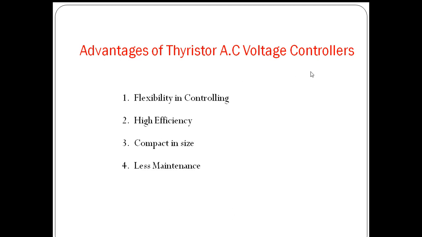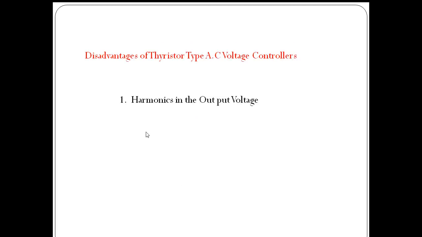The advantages of the thyristor AC voltage controller: the flexibility in controlling will be more because according to the output voltage we calculate the firing angle and accordingly operate the SCR, and the efficiency is more. Size is compact, the circuit size will be small, and maintenance cost is low. The disadvantages of these AC voltage controllers are that harmonics will be produced in the output voltage, and there is an interference effect.